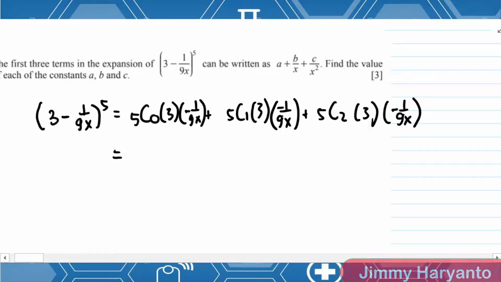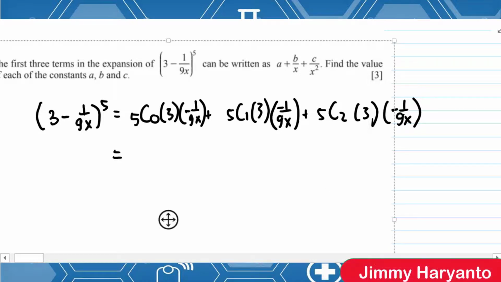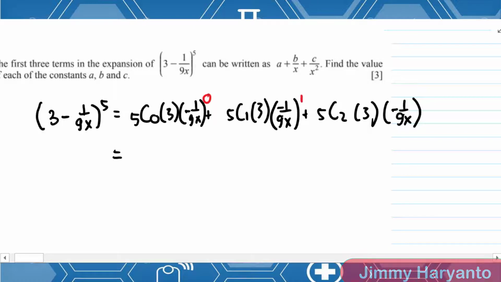Okay, let's use the calculator to calculate this. 5C0 equals 1, and 3, oh sorry, the powers are not yet in. So this will be 0, 1, 2, and this will be 5, 4, 3. 3 to the power of 5 equals 243. So the first one will be 243, and then the second one will be 5C1 times 3 to the power of 4 times negative 1 over 9.